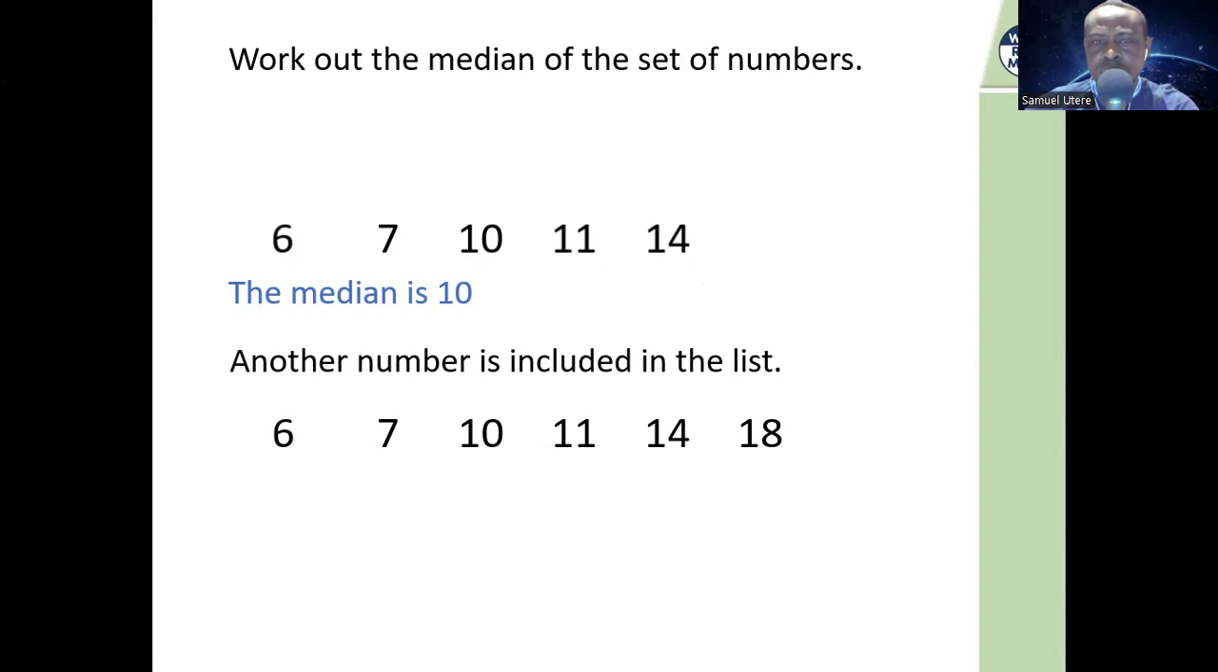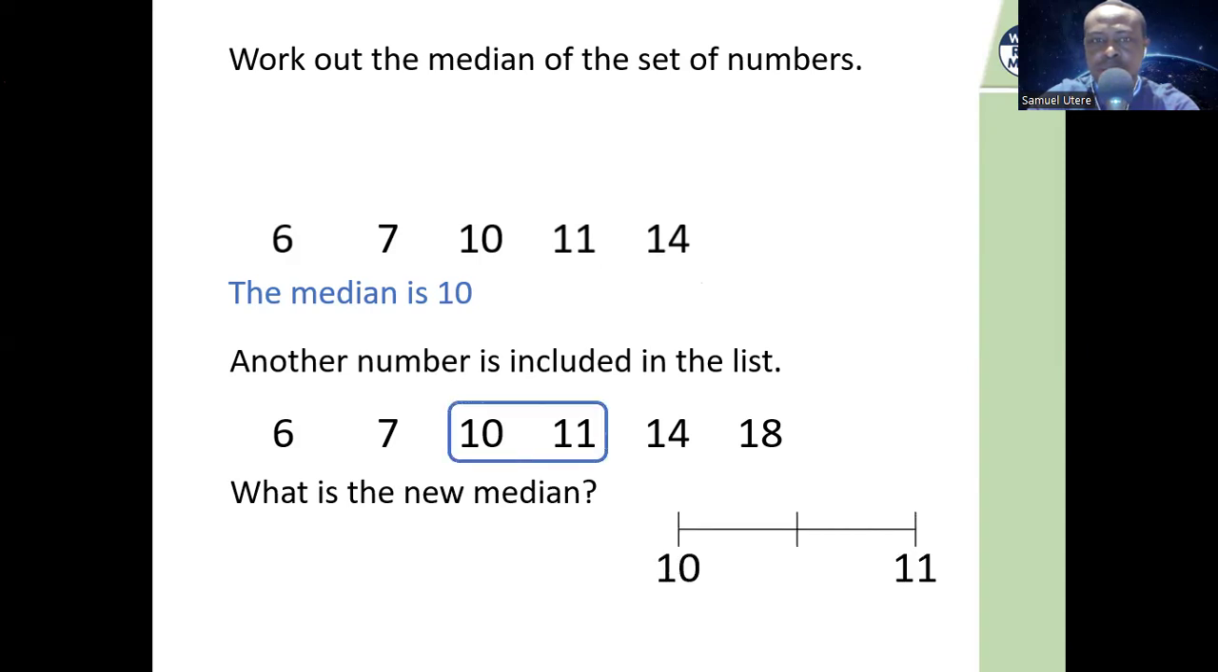What do you notice? Of course, you notice that the middle values are now 2. We have two values, 10 and 11. Now remember what I said about using the number line skill of finding the interval. What is the new median? Well, we can write something like this to say, okay, I need to find what is going to be the halfway value between 10 and 11.